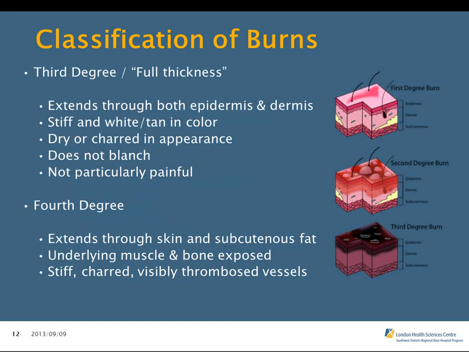And then we get to our last two burn categories, which are getting a little bit easier, I think, to understand. The second degree being the most complicated in terms of how it's actually working. But a third degree burn is a full thickness burn. This is the type of burn that extends through both of the skin layers, the epidermis and the dermis. It's going to be stiff. It can be white or tan in color. It's going to have that dry, sort of charred appearance to it.